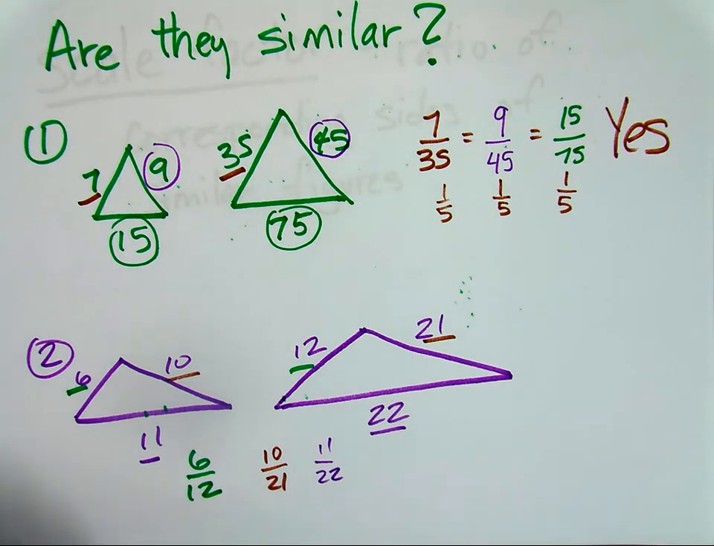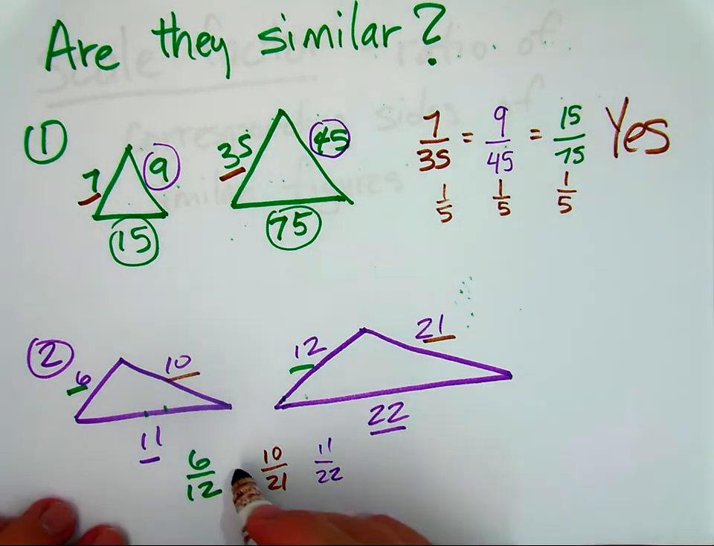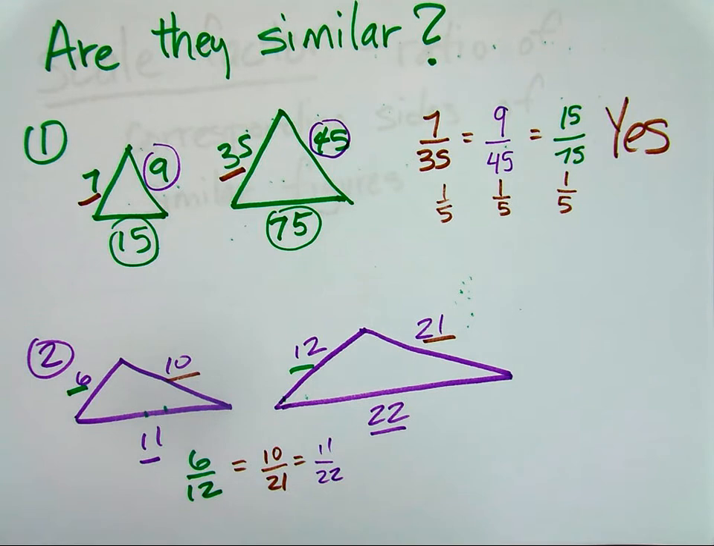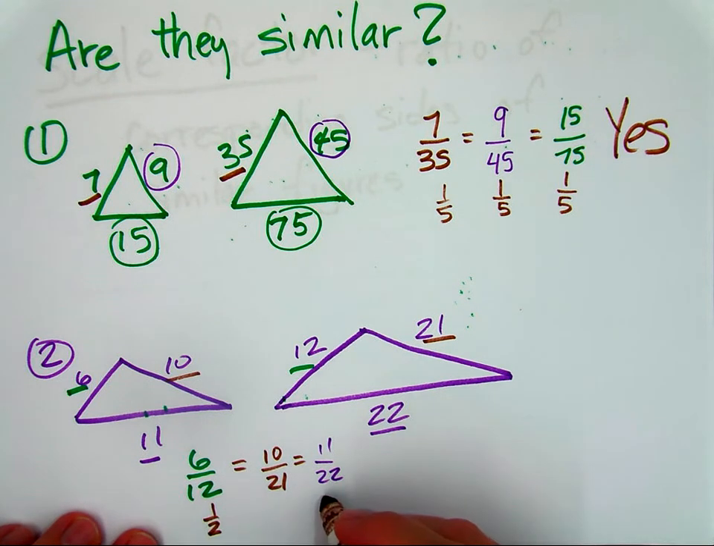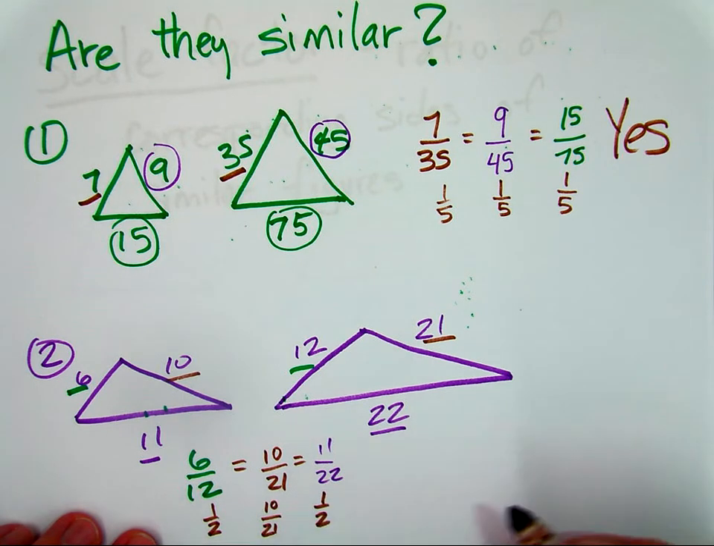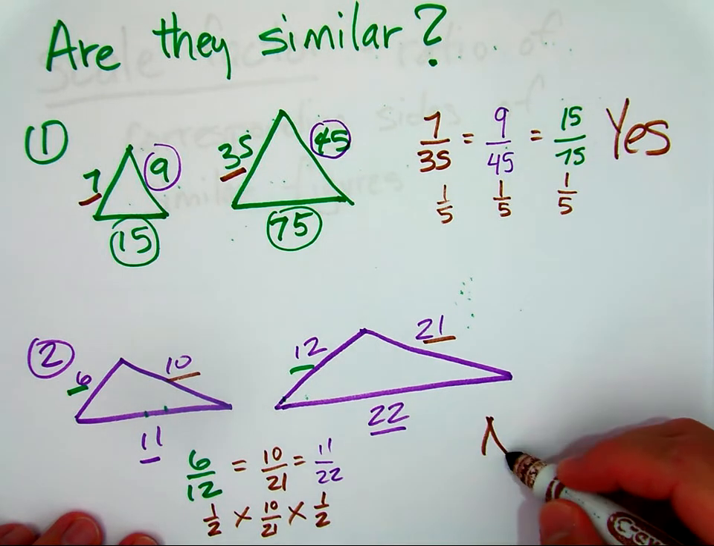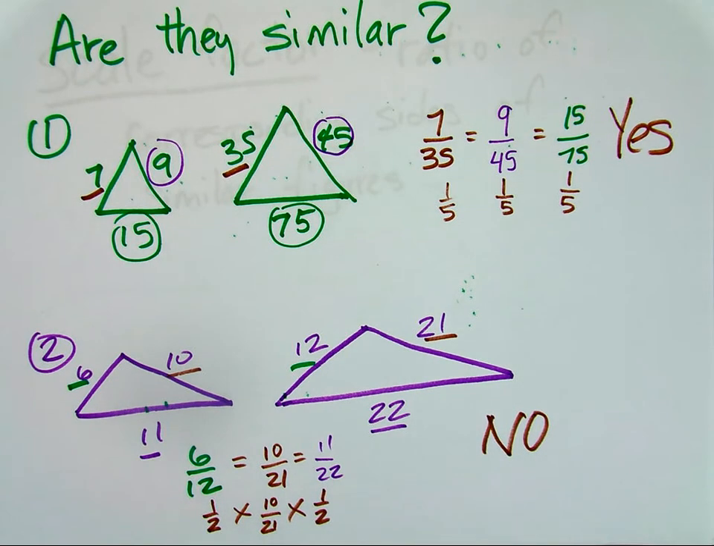The question I have now is, are these sides proportional? Do all of these ratios reduce to the same ratio? 6 over 12 reduces to 1/2. 11 over 22 reduces to 1/2. But 10 over 21 is as good as it gets. These are not all the same, so no, these triangles cannot be similar.